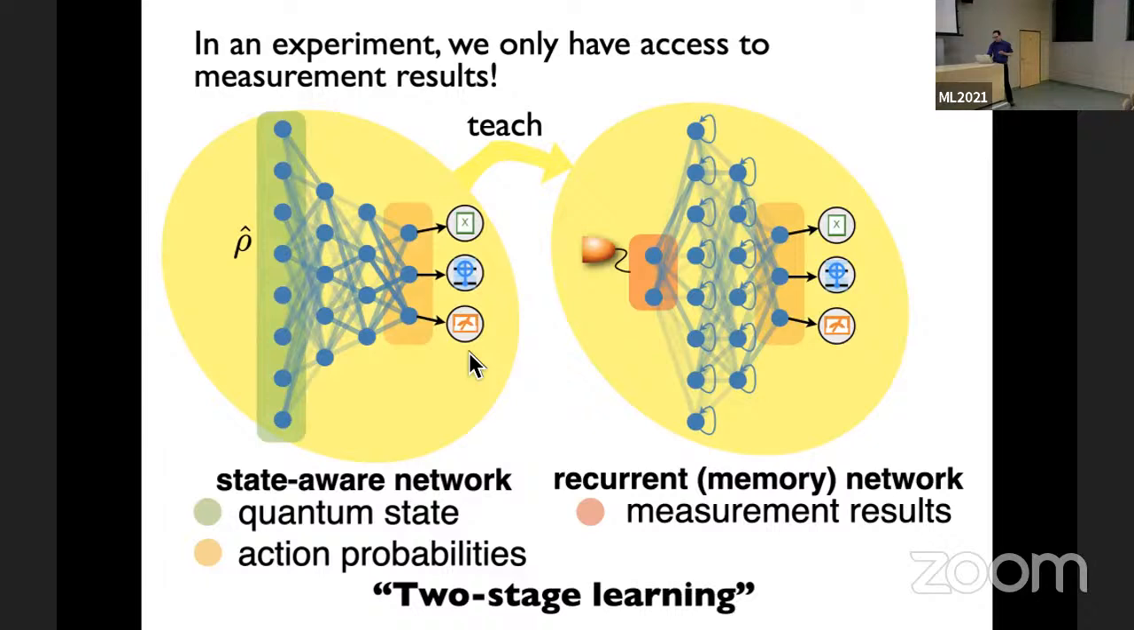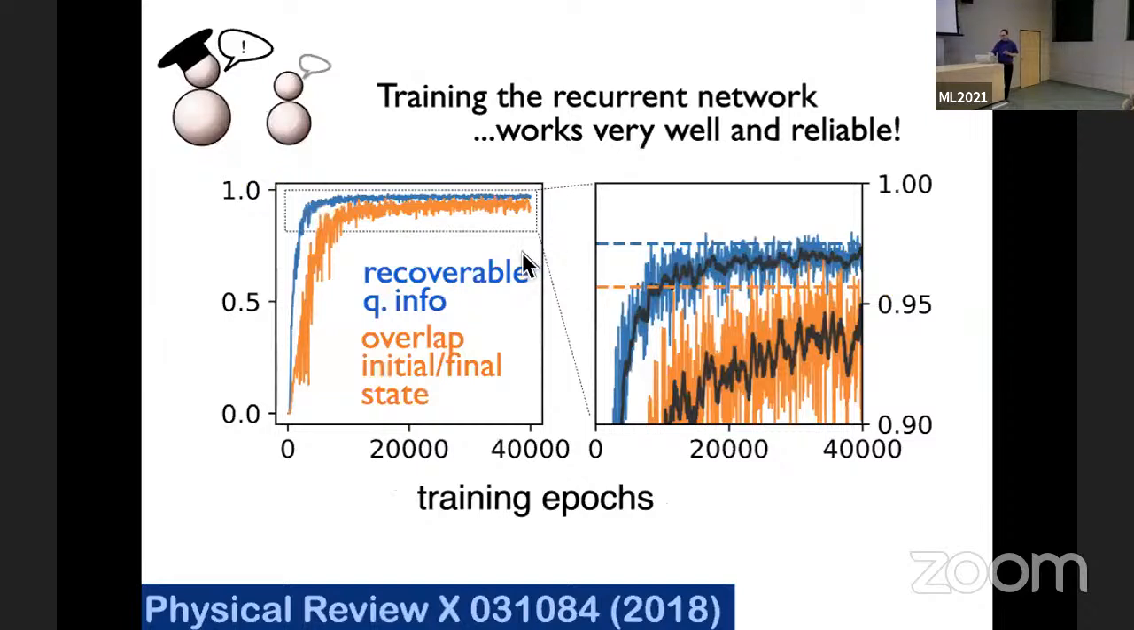Okay, so back to two-stage learning. Powerful network trained with reinforcement learning on simulations. A network that has much less information available, trained by supervised learning. And then you can deploy this in the experiment. That's the idea. And here's the outcome of the supervised training. So that's the teacher talking to the student.